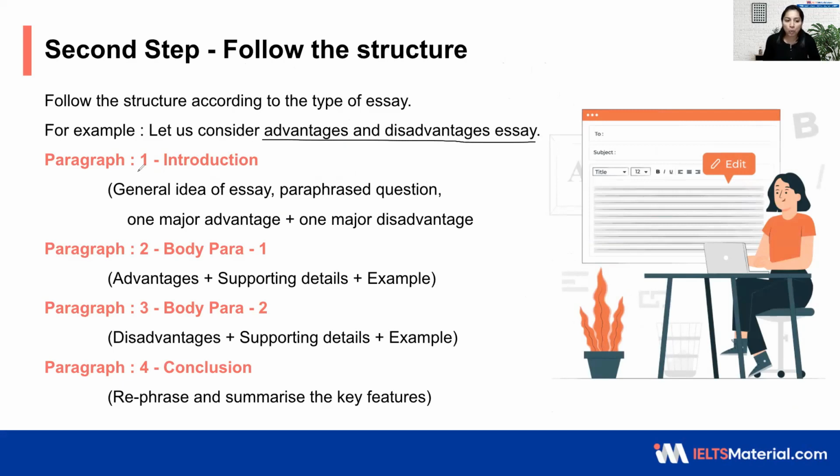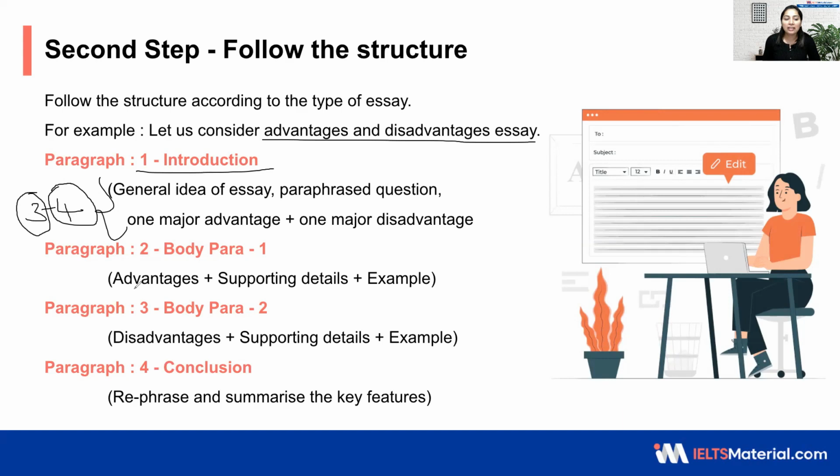Paragraph 1 should be the introduction, and the introduction consists of 3 to 4 sentences. In these 3 to 4 sentences, we are not going to present the opinion if it is not asked, and we will present the opinion if it is asked. That is why if the opinion is not asked, then we'll be writing 3 sentences. And if the opinion is asked, then we will write 4 sentences.